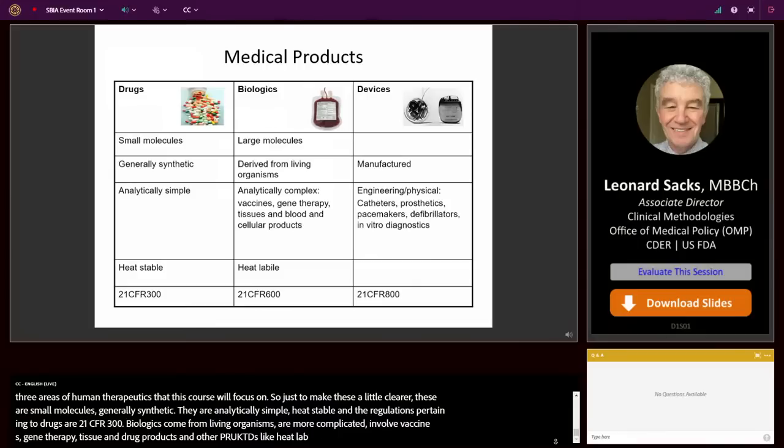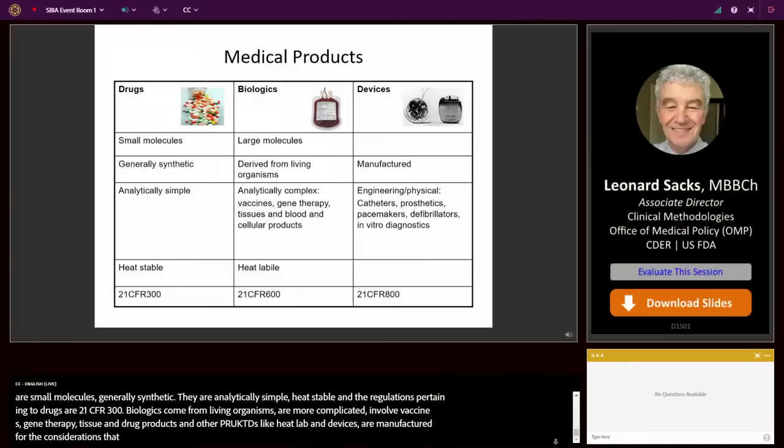And finally, devices. These are manufactured. The considerations are engineering and physical considerations, and they involve things like catheters, prosthetics, pacemakers, defibrillators, and in vitro diagnostics. And the relevant regulations are in 21 CFR 800.